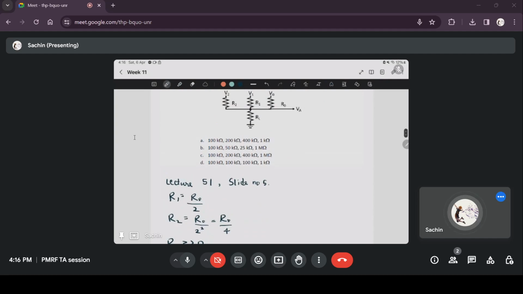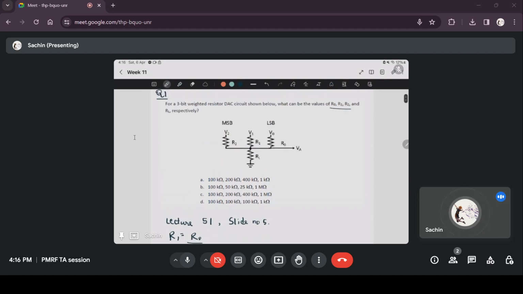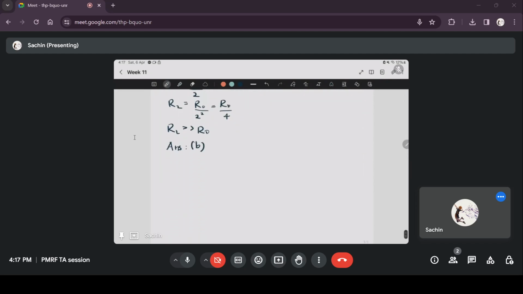If they have given more resistors, more bits in the DAC, like I said, the resistor connected to the LSB is the highest value, and then every next resistor will have its value divided by half. That's question 1.